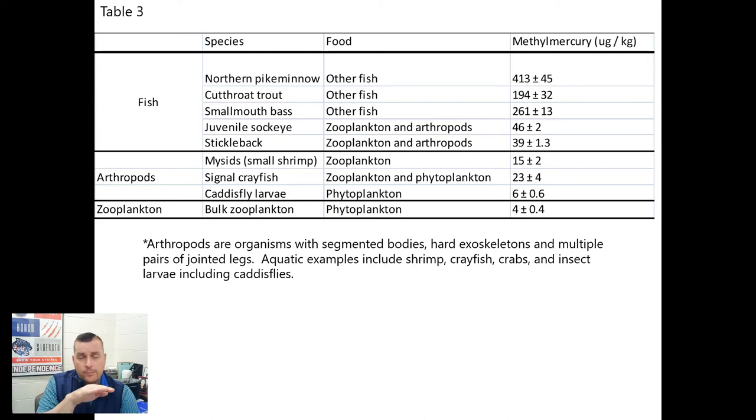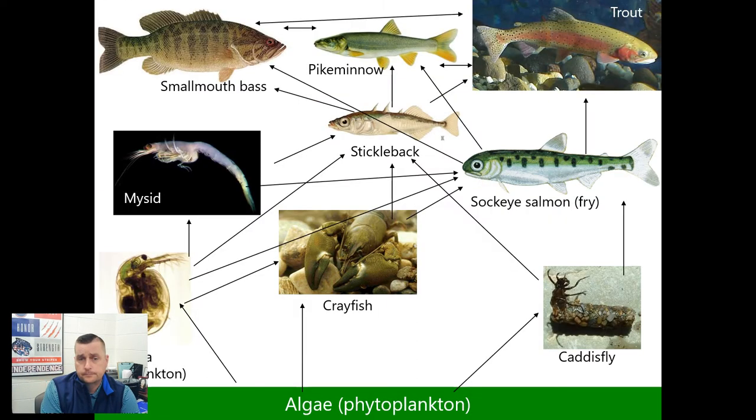Okay, so those two things right there would probably be your first order consumers. Then you have your crayfish, all right, your mysids, okay? So you see those in there, and you start to see that the levels of mercury are increasing as we go up in levels of the food chain.